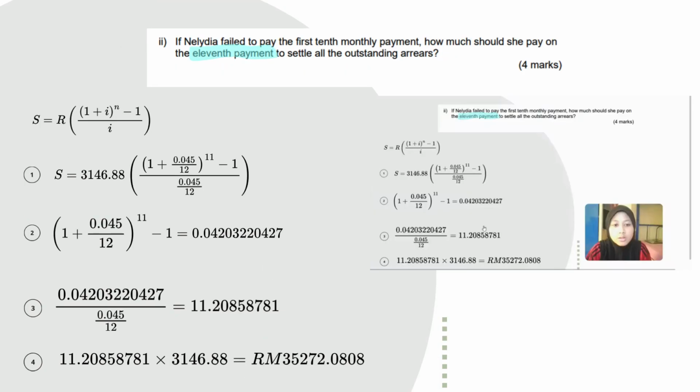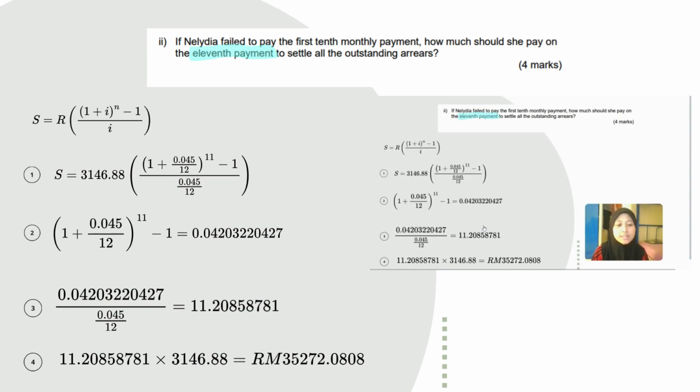First, we identify the given information. The monthly payment is 3,146 ringgit and 88 cents. The annual interest rate is 4.5% per year, compounded monthly, and the monthly interest rate is therefore 0.042032047 divided by 12, which is approximately 0.0035. We use the future value formula of an ordinary annuity. Future value equals the monthly payment multiplied by the quantity 1 plus the monthly interest rate raised to the power of the number of missed payments, minus 1, all divided by the monthly interest rate.